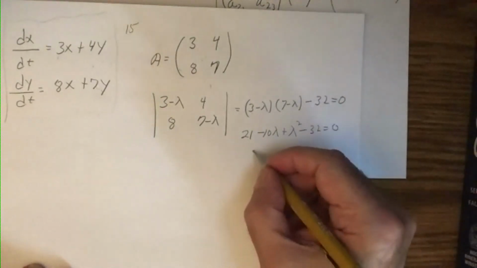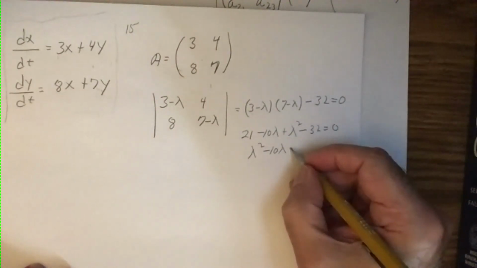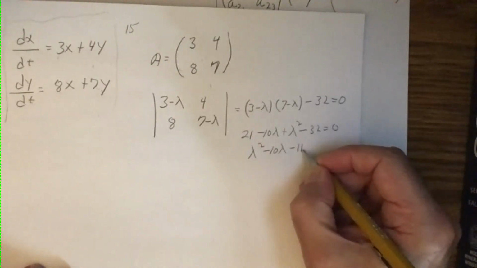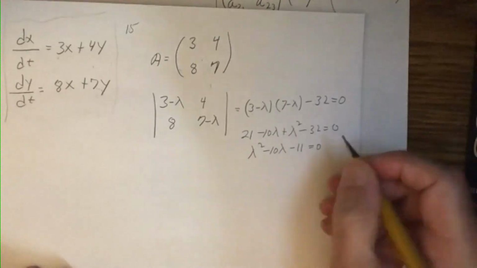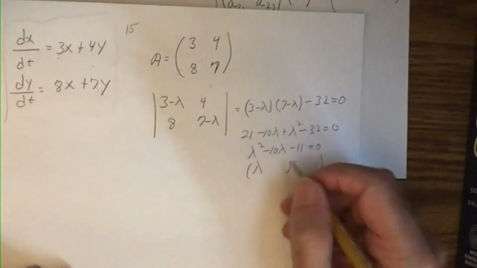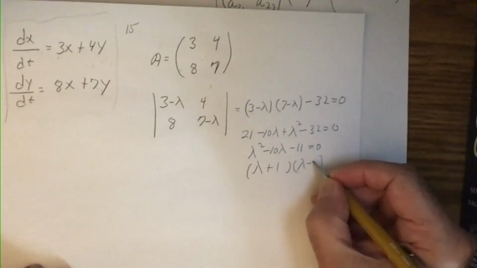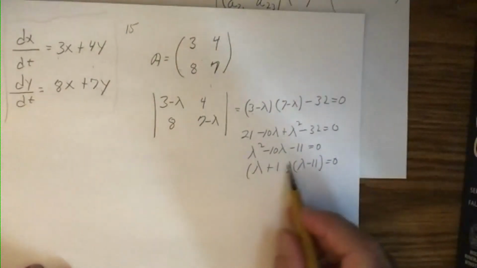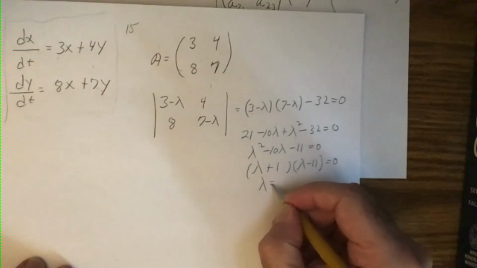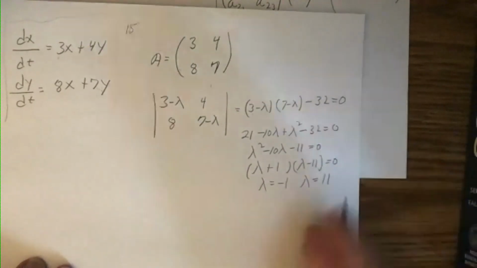Okay, so here I'm going to get, so let me write it like this, lambda squared minus 10 lambda minus 11 is equal to 0. Okay, so I think we can factor this. It looks like lambda plus 1 and lambda minus 11, right? That's going to give me the middle term of minus 10, right? So then lambda is equal to minus 1, and the eigenvalues are minus 1 and plus 11.